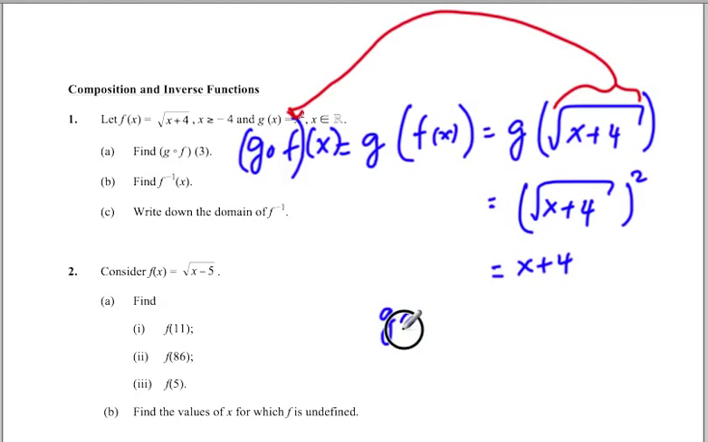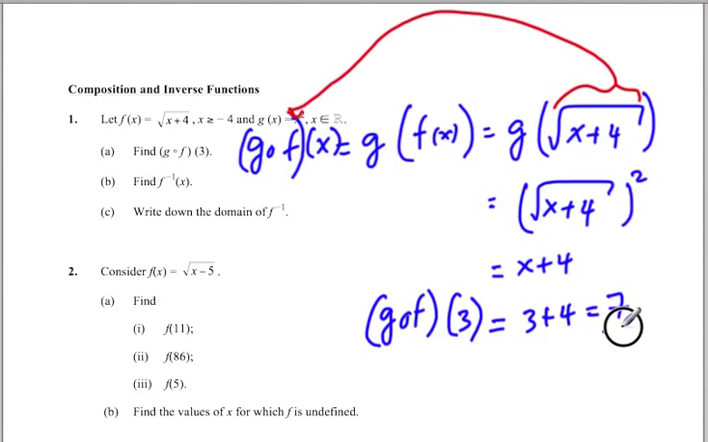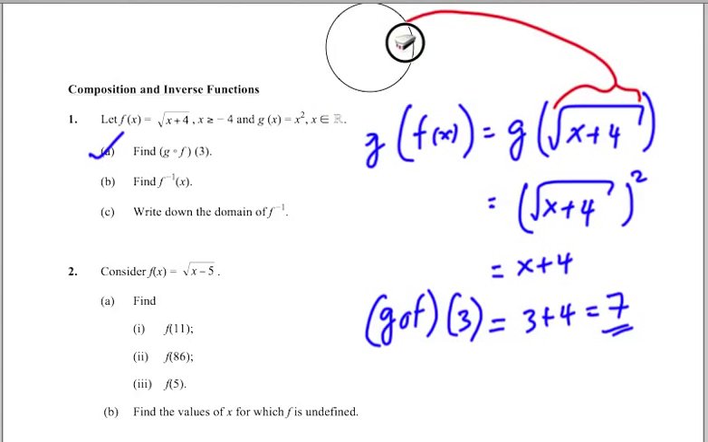Now if we want g of f of 3, we've already found g of f of x, which is x plus 4, and all we have to do is plug in 3. So 3 plus 4 is equal to 7. All right, so we're done with that one. I'm going to erase this because I just need some room to find f inverse.